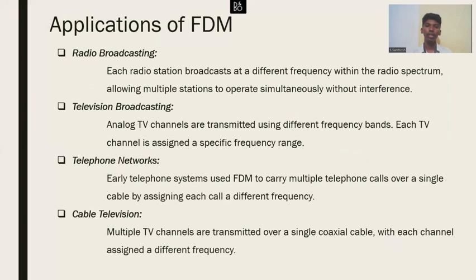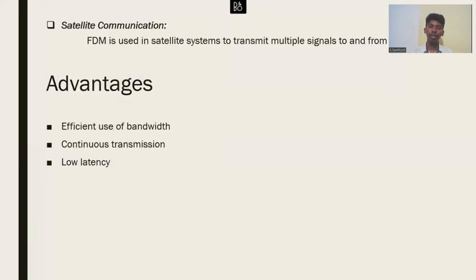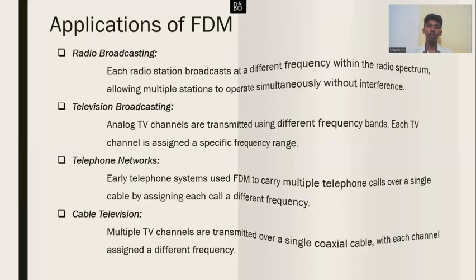So now we'll see a few applications of frequency division multiplexing. They are used in radio broadcasting, television broadcasting, telephone networks, cable televisions, and also in satellite communication. So let's see one by one what these are.